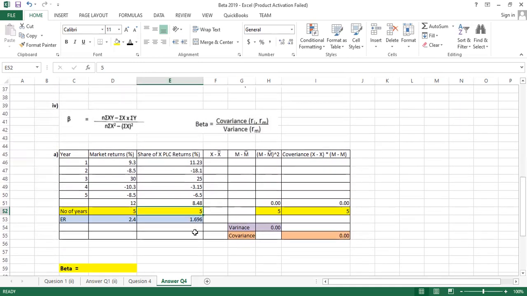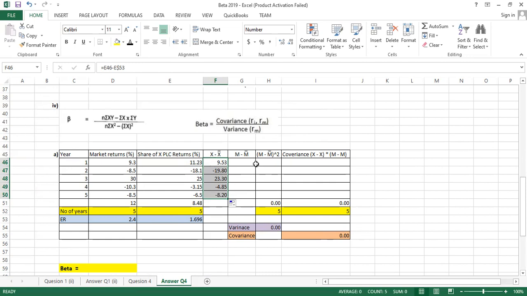Then we want to calculate x minus x bar. So let's see how to calculate x minus x bar. X is the shares of XPLC return, 11.23. So 11.23 minus x bar, which is the expected return of shares of XPLC. Then enter. So here year 1 x minus x bar is 9.53. Likewise, we can calculate the whole x minus x bar. So x minus x bar we calculated.